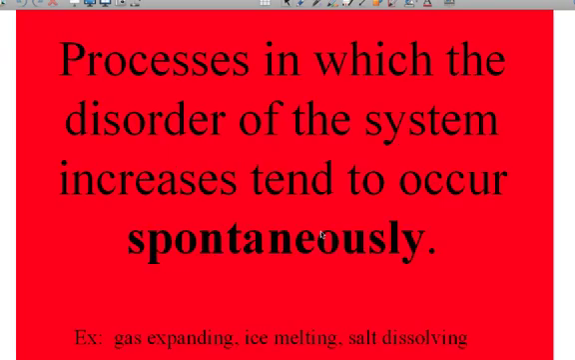Processes in which the disorder of the system increases tend to occur spontaneously. So here's a new word now, disorder. Gas expanding, when you have a gas expanding, it's going all over the place. It's increasing its volume, so it's becoming more disorderly. When ice melts, it's making a mess. It's going from a solid to a liquid, which has more movement. It's becoming more disorder. When you have a salt dissolving in water, all of a sudden you've got ions floating around. It's becoming more disorderly. That happens spontaneously.